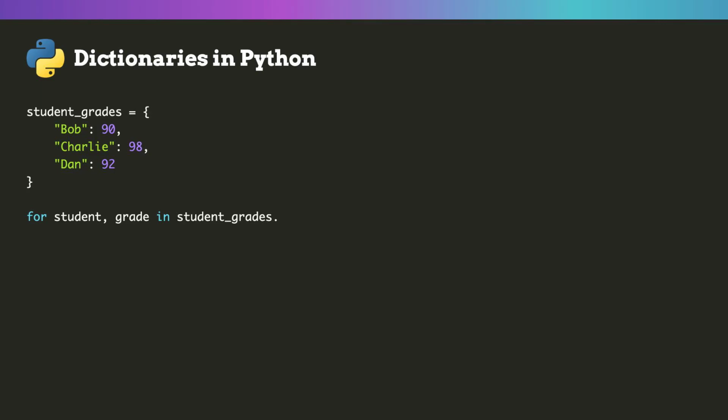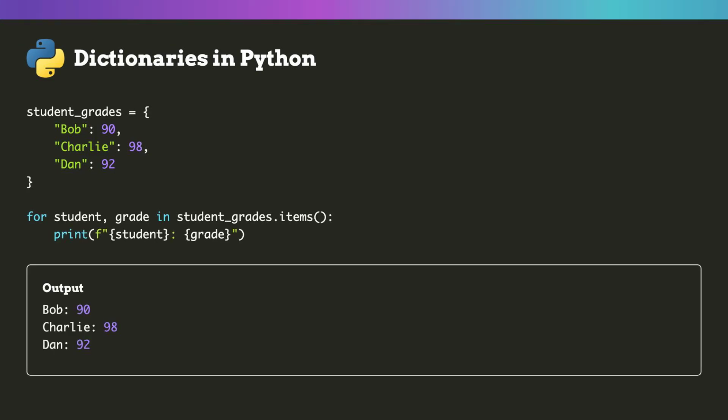Dictionaries are iterable. You can loop through keys, values, or both. Here's how you can print all the students and their grades.